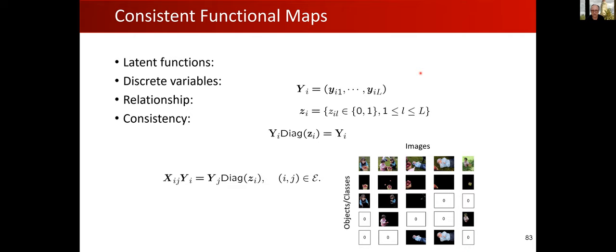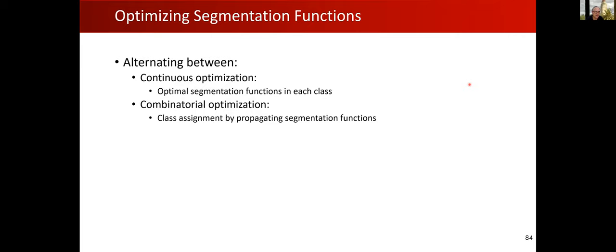So here I show an example of images, and here are entities like the fruit basket that appears in all these images, the girl with the blue shirt that appears in these two, the girl with the pink that appears here and here, and then the baby that appears here and here. And the network has to figure that out. And so again, it alternates between a continuous optimization that tries to optimize where the known classes are in each image, and a combinatorial optimization that tries to decide which are the classes that should be present in each image.